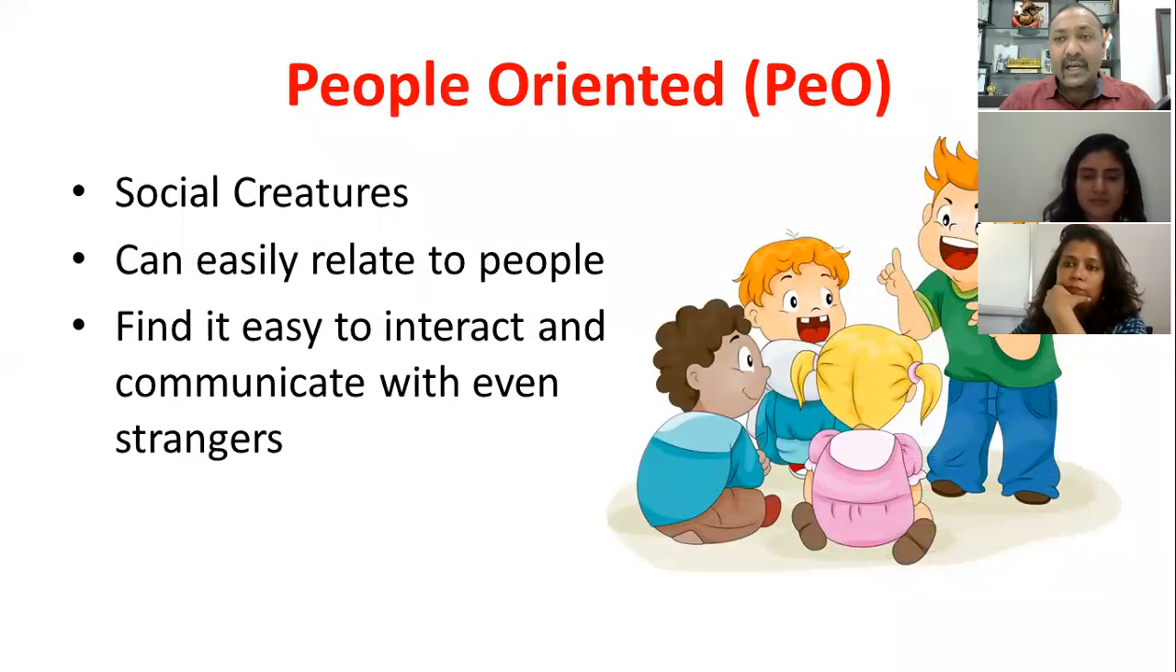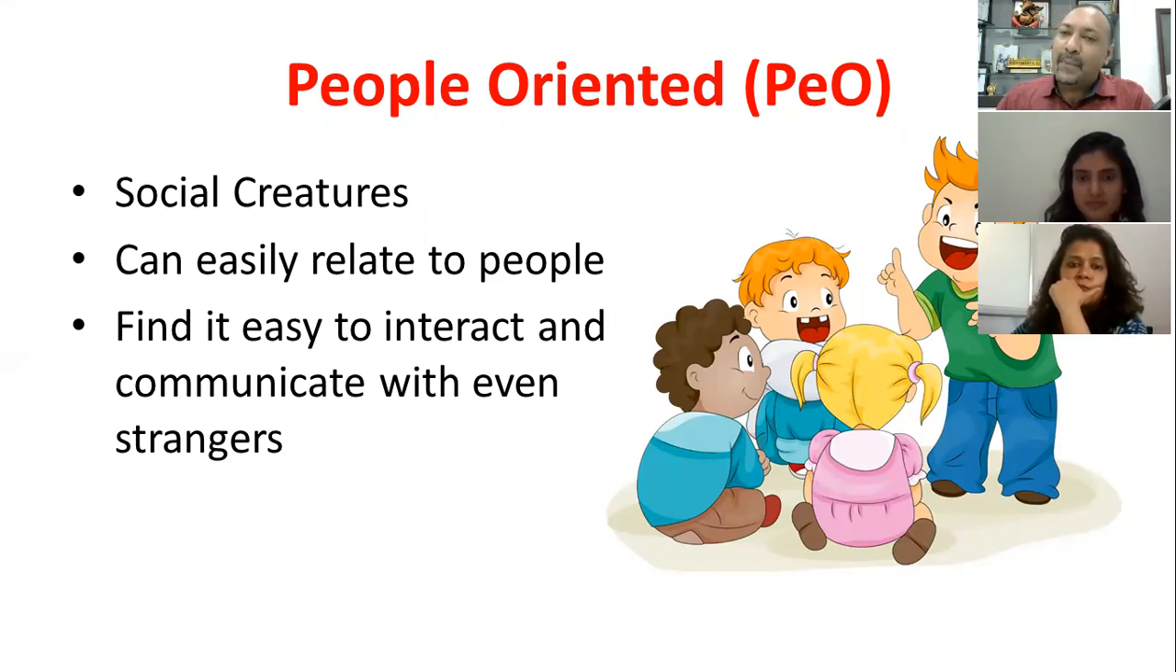The second category of children are those who are not that comfortable with studying. They are more comfortable talking, discussing, debating, arguing, interacting. Sometimes parents also get frustrated because they ask so many questions. They are people-oriented children. Basically, they are social creatures. They can easily connect and relate to people. They are able to share their emotions and understand others' viewpoints. They find it easy to interact even with strangers.